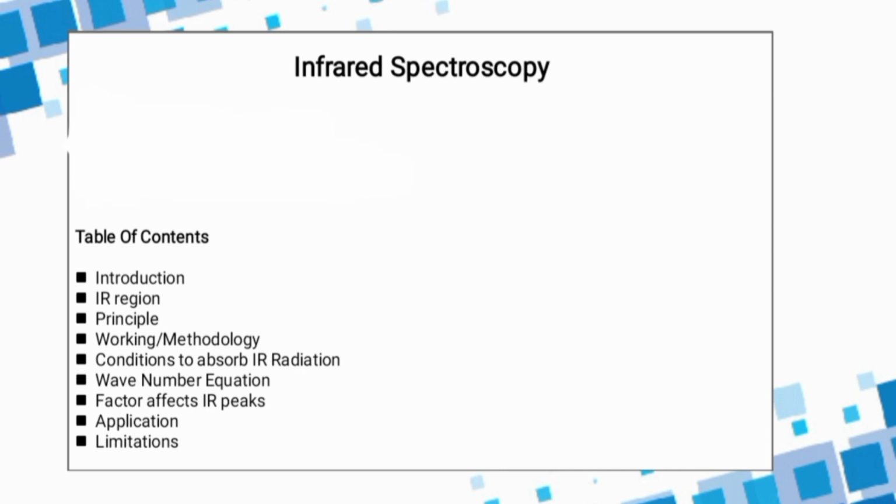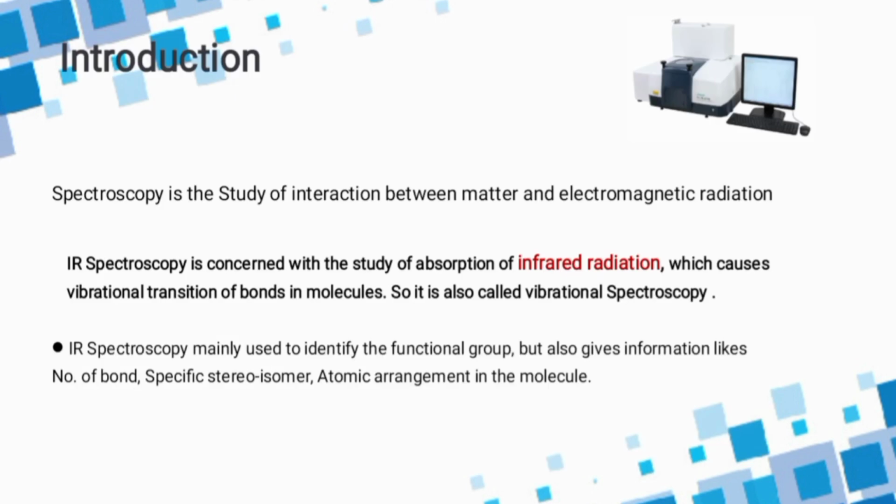Today I will explain the topic infrared spectroscopy. Here is the table of contents and let's discuss each one by one. What is spectroscopy? Spectroscopy is the study of interaction between the matter and electromagnetic radiation.